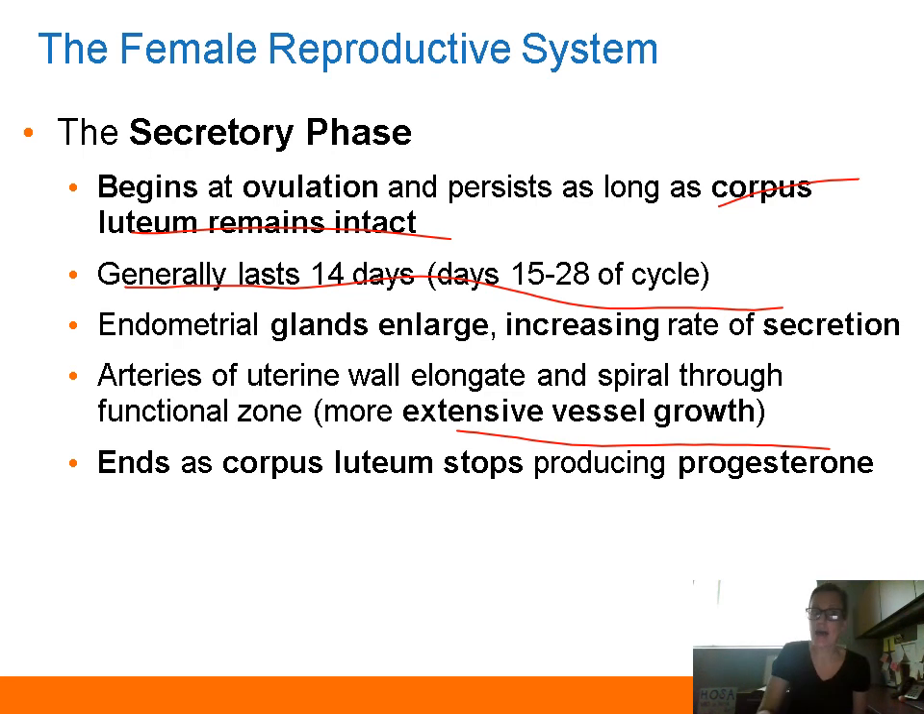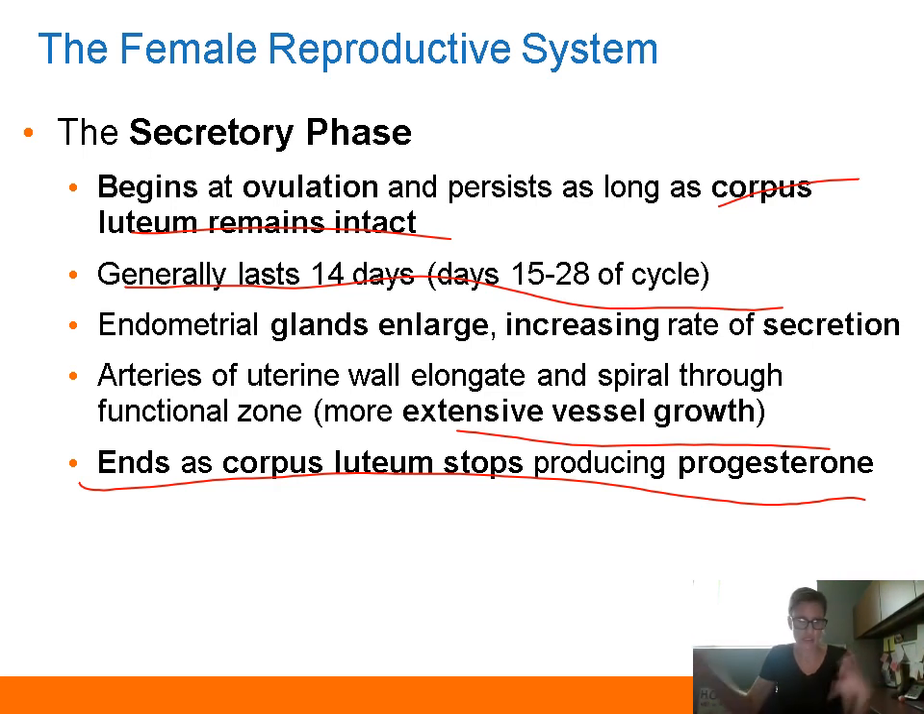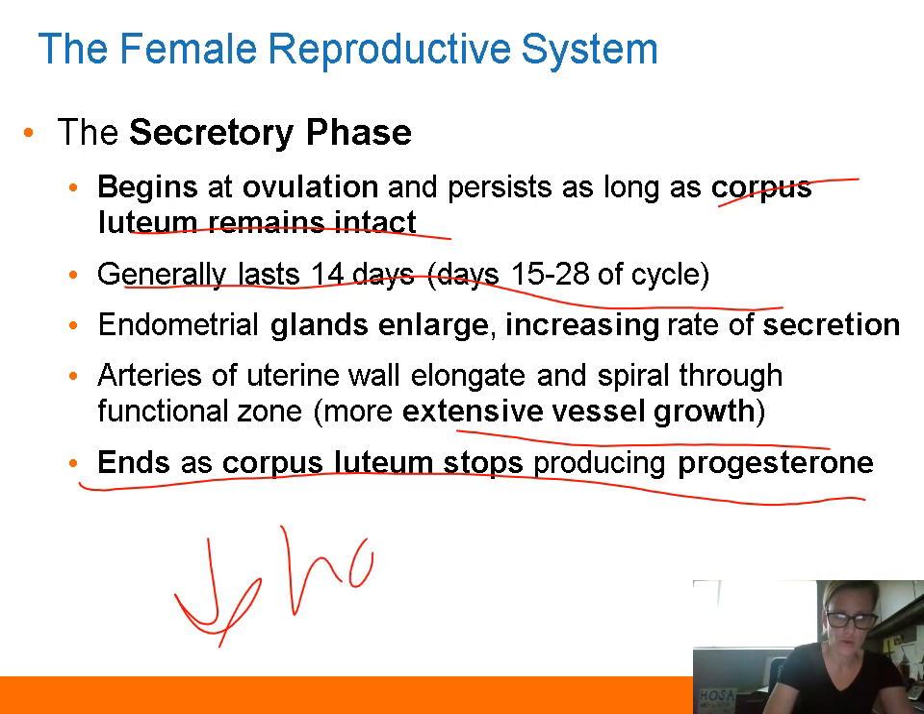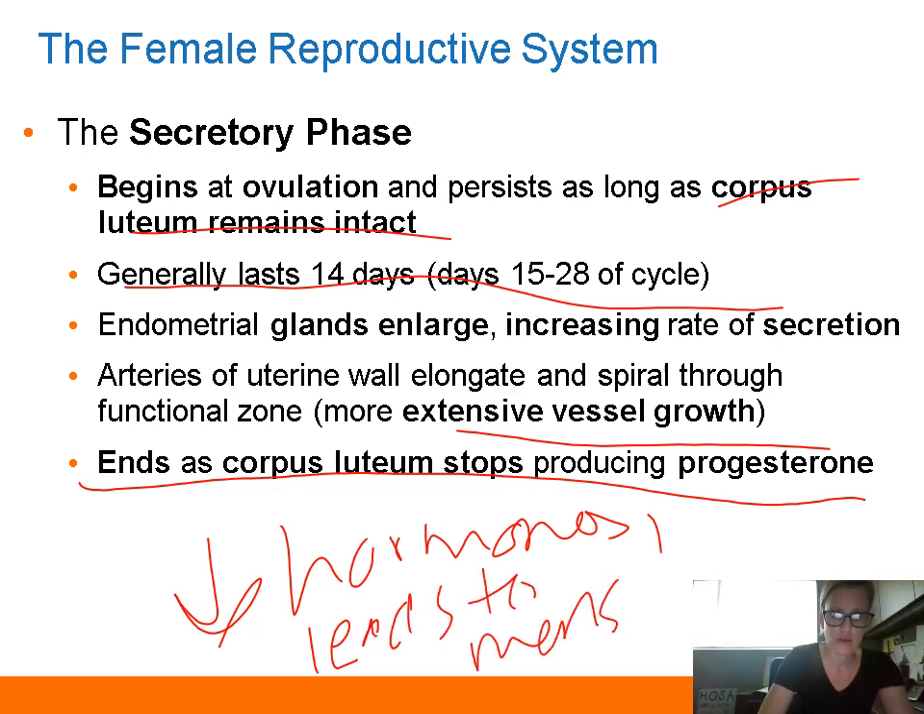When the corpus luteum stops producing progesterone, the uterus knows that fertilization did not occur, and then the secretory phase ends. So this ends as the corpus luteum degrades, turns into the corpus albicans, and we stop getting that progesterone from the corpus luteum. So there's a big drop in hormones when the corpus luteum degrades. We don't have the estrogen and progesterone that we've had stimulating this whole process. And when we have this big drop in hormones, that leads us back to the first phase, which was menses, right? There's a drop in hormones that leads to menses, or the shedding of the uterine lining, which was the very beginning of the uterine cycle.